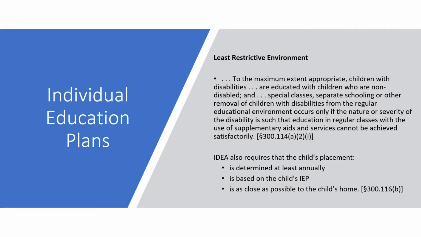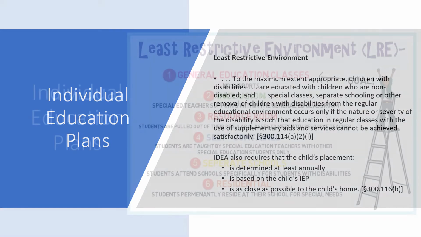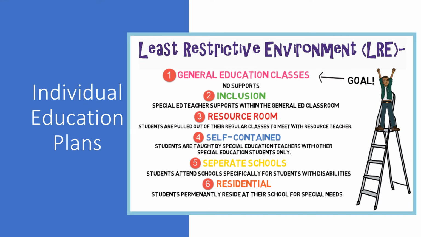Please carefully read and understand the definition of least restrictive environment, as its meaning is often misconstrued when considering the educational placement of a student. This slide shows the continuum of placement available when considering the least restrictive environment for a student. The ultimate goal is placement in the general education classroom with no supports. Read down the list for the continuum of placements available depending on the severity of the student's disability and/or performance.